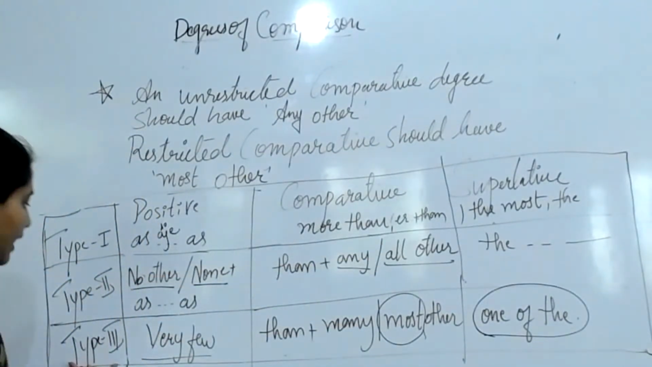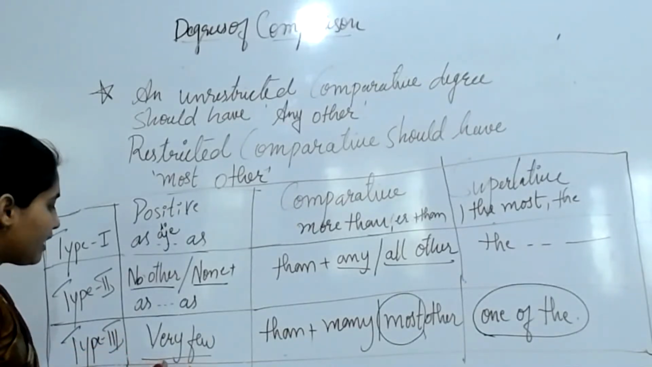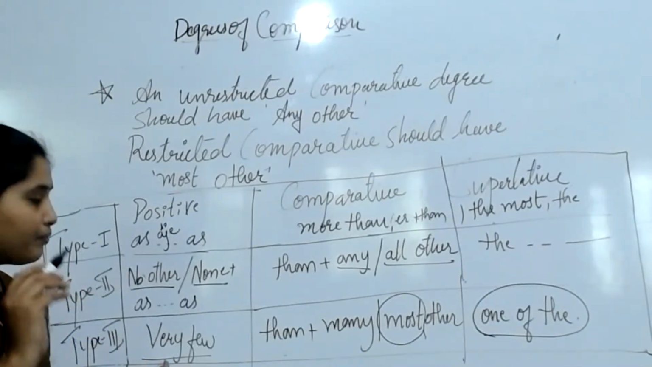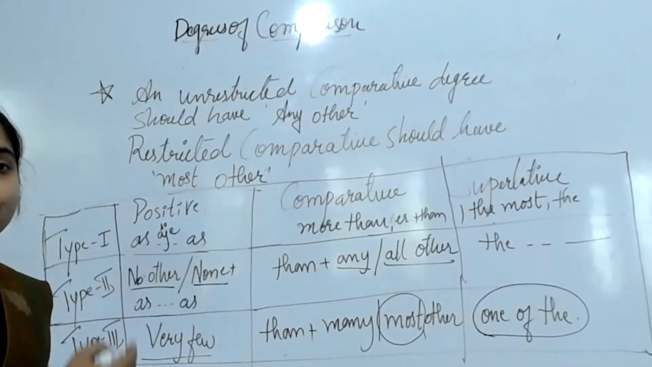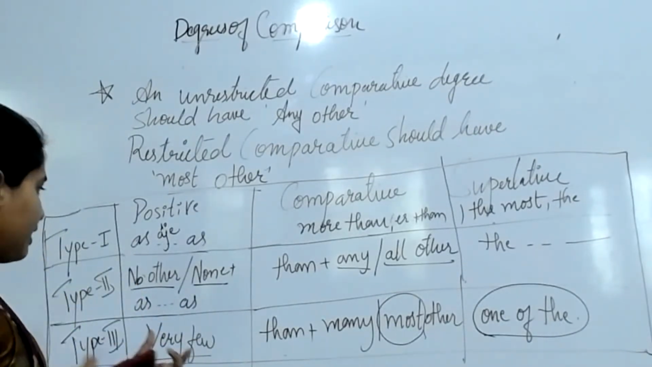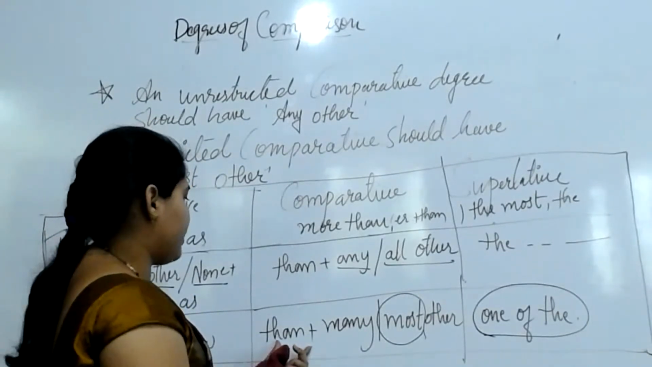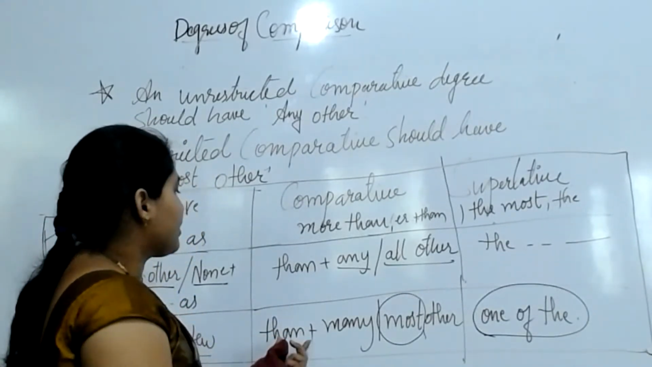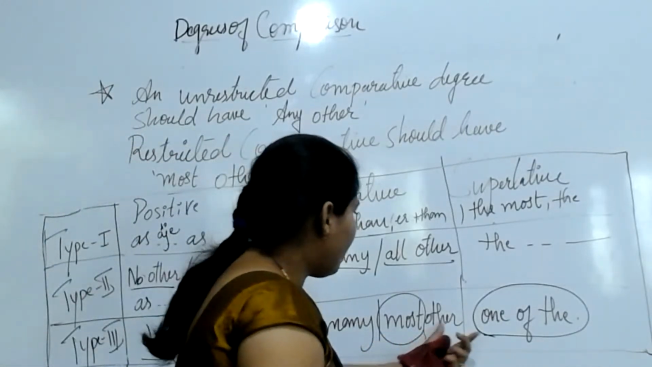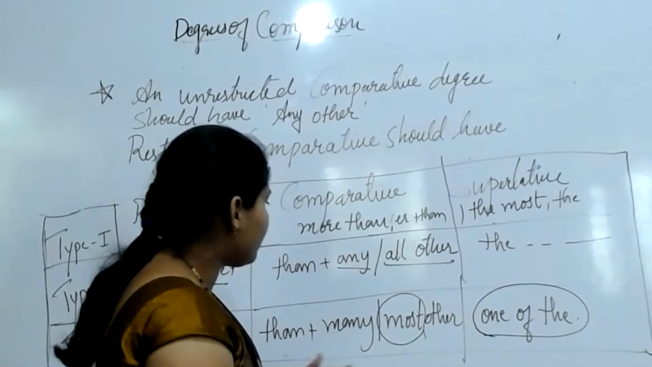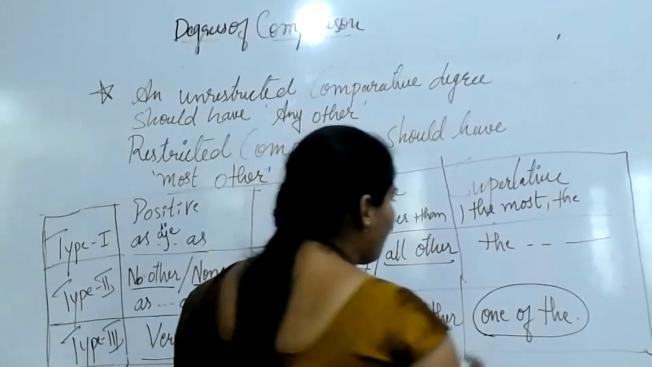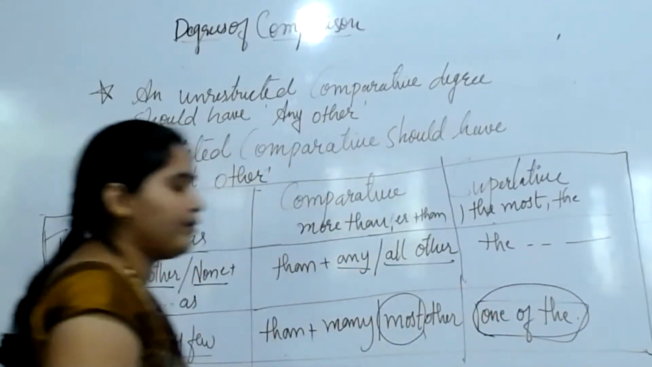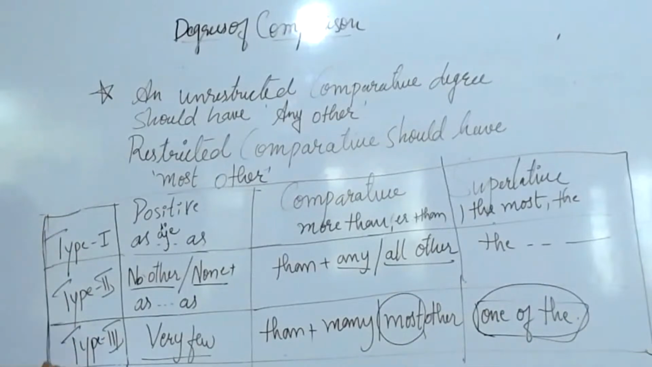And the same in type 3. What is type 3? If the positive degree starts with "very few". In the previous example, I said "very few Indian cities". There I have used "one of the town". So use "than plus many other" or "than plus most other". In the superlative degree, you have to use "one of the". Always you have to use "one of the". These are the three ways you have to use.